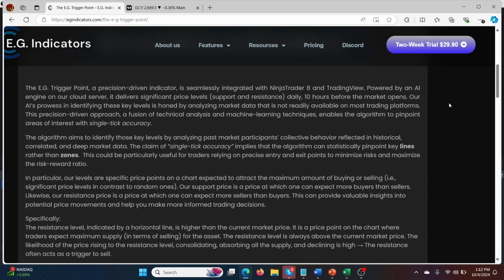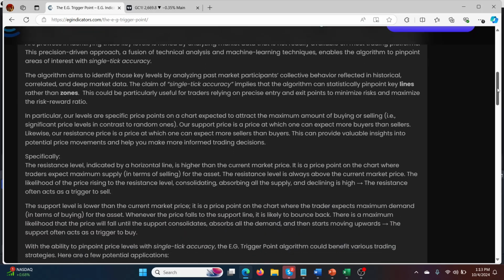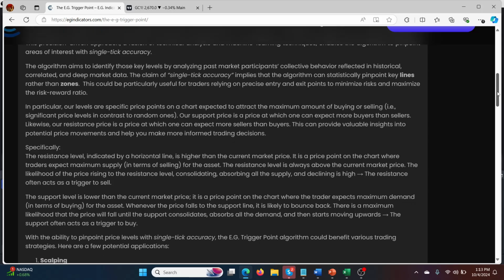So this precision-driven approach, a fusion of technical analysis and machine learning techniques, enables the algorithm to pinpoint areas of interest with single-tick accuracy. Now, that's debatable, and I'm going to tell you why in a few minutes. The algorithm aims to identify those key levels by analyzing past market participants' collective behavior reflected in historical correlated and deep market data. This all sounds great, right? But what does this mean? Like, I have no idea. And they don't really tell you. They just keep using these sophisticated sounding buzzwords.